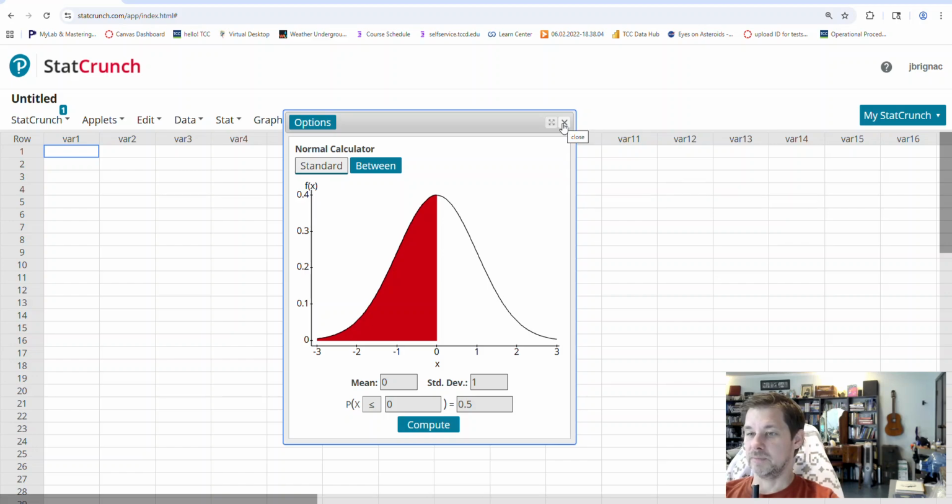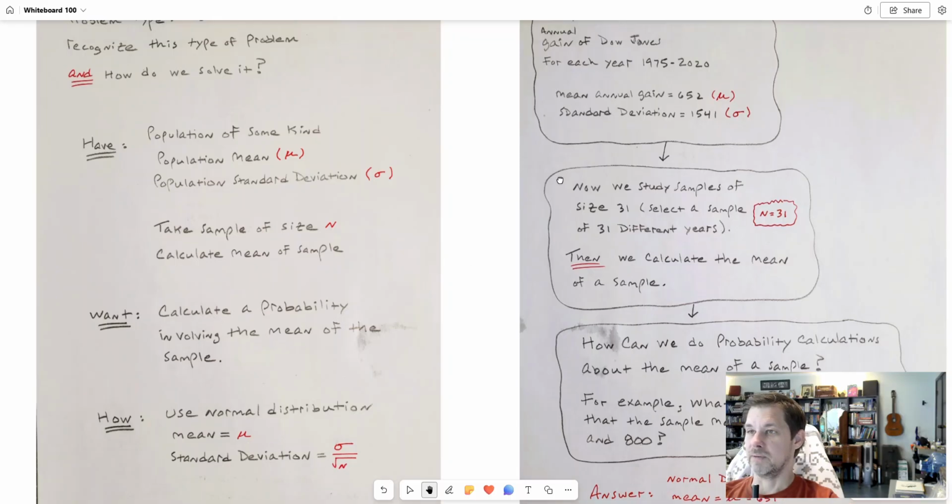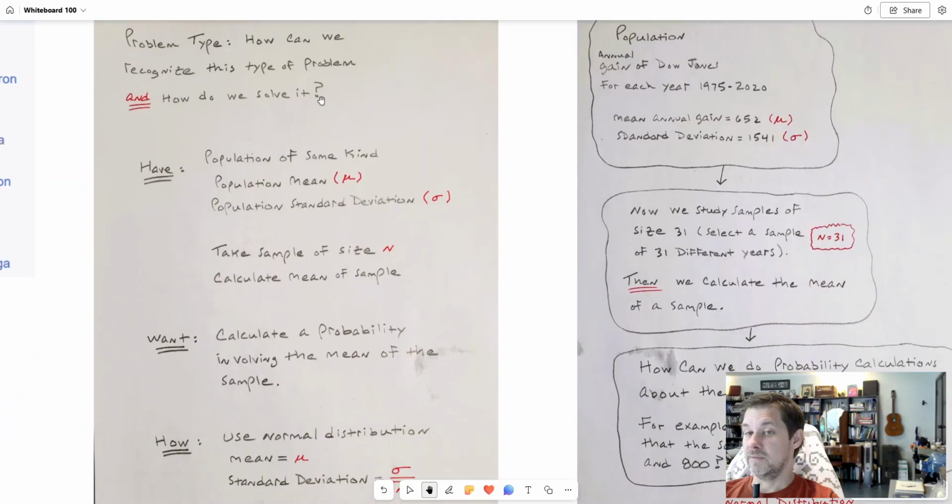You will have to specify what the mean and standard deviation are supposed to be, but in my notes, I just told you mu and sigma over root n. Okay, so let's read this question. Does this question give us information of this kind?